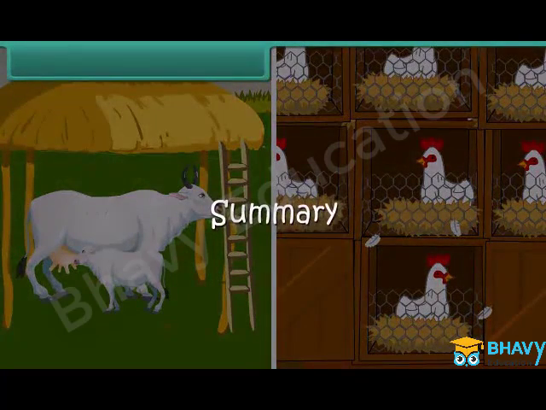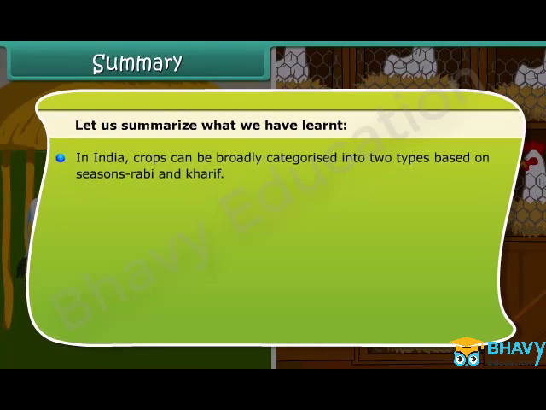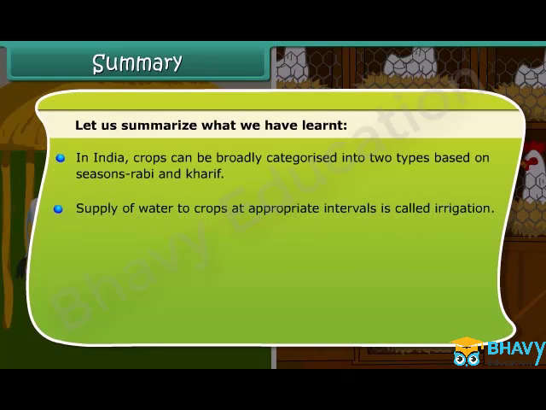Summary. Now friends, let us summarize what we have learned so far. In India, crops can be broadly categorized into two types based on the seasons they are grown in, Rabi and Kharif. Supply of water to crops at appropriate intervals is called irrigation.